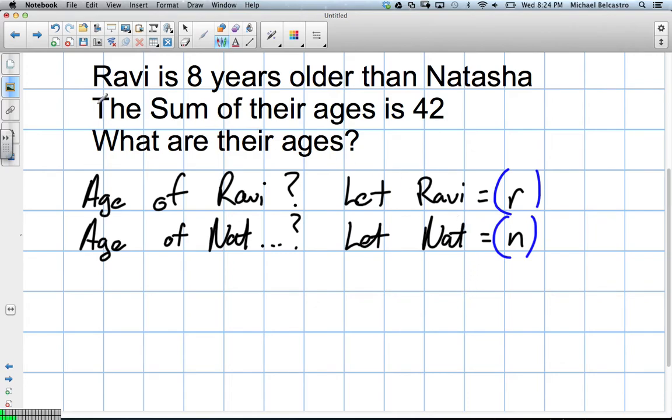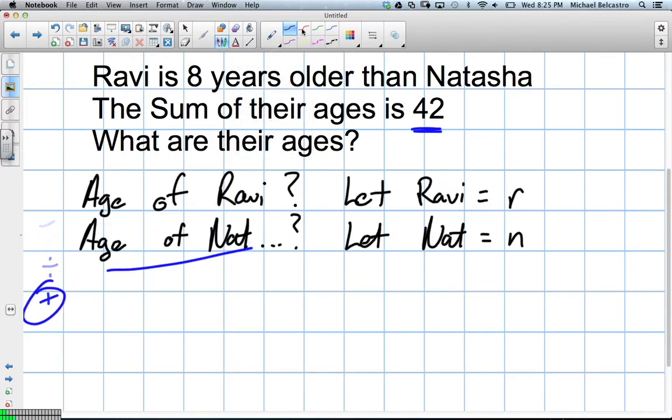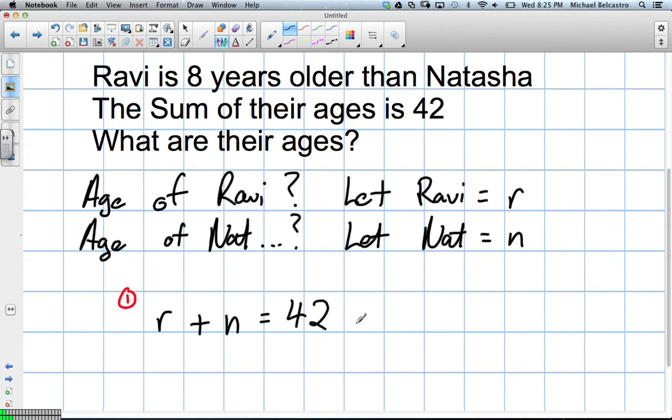Okay? So, they've given us actually two equations. We just don't know how to put them together. The second one's actually the easiest to read. The sum of their ages is 42. So what does that mean? Altogether. Ravi's age added together with Natasha's age is 42. So our first equation reads R plus N, Ravi's age plus Natasha's age equals 42. So we set up our first equation.